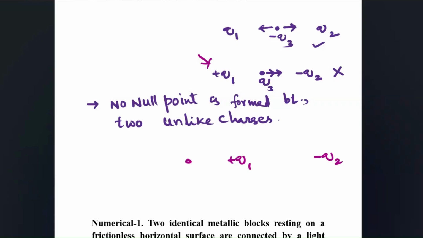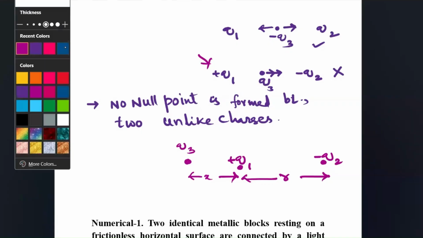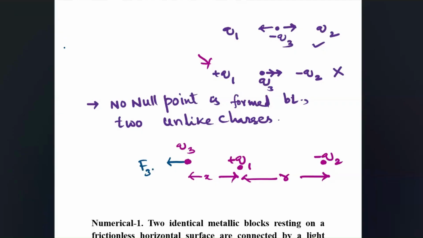So for example, I take Q3 charge here at a distance x. Say the separation between Q1 and minus Q2 is r. Let us see whether a null point is formed at this point or not. Q1 is positive, Q3 is positive, so this is the force of repulsion F31. And Q2 is negative, Q3 is positive, so Q2 attracts it; this is the direction of force, F32. So two forces are acting in opposite directions, so there is a possibility. So the null point is formed at distance x.